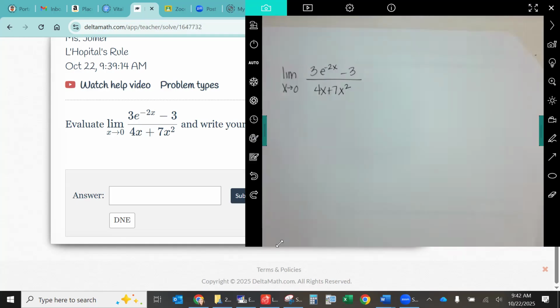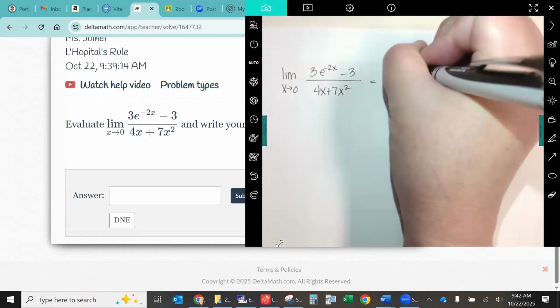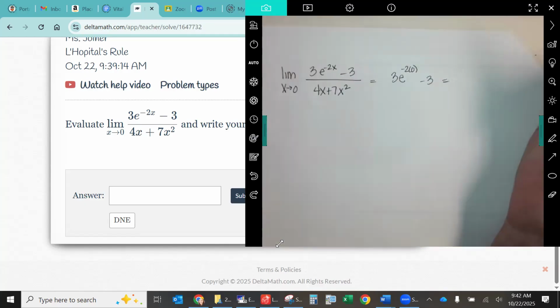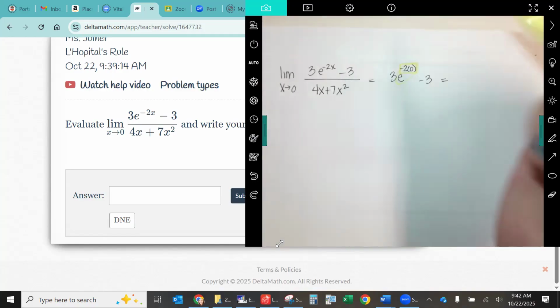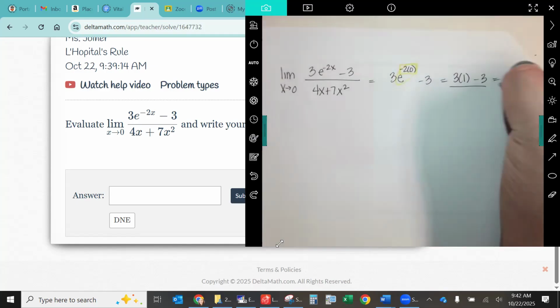All right. Okay, last example we'll do for a little bit and then I'll give you some time to work. So we're plugging in 0. What are we going to get when we put a 0 into the top? It'd be 3e^(-2x) minus 3, so 3e^(-2·0) minus 3. Okay, then 2 times 0 up top is what? And then e to the 0 is what? 1. So really, that's 3 times 1 minus 3, which is 3 minus 3, which is 0.